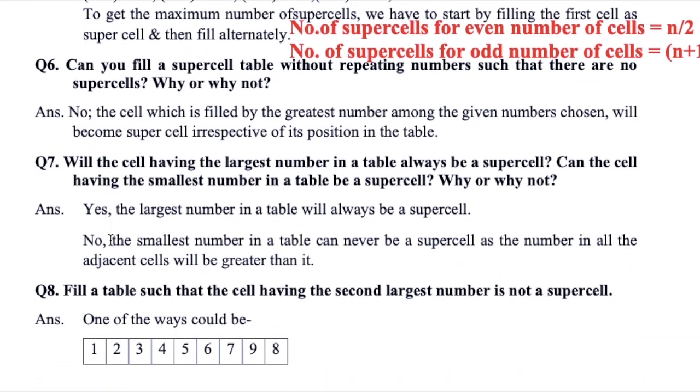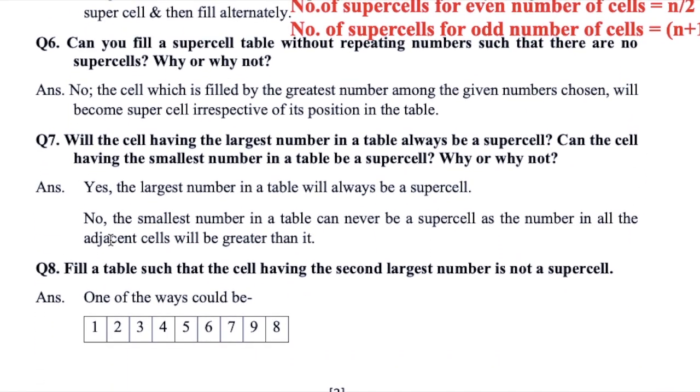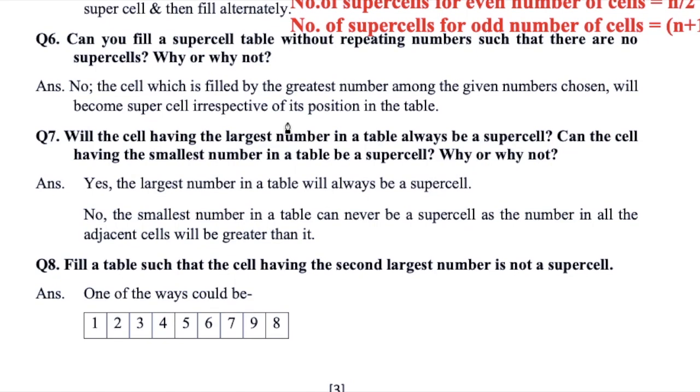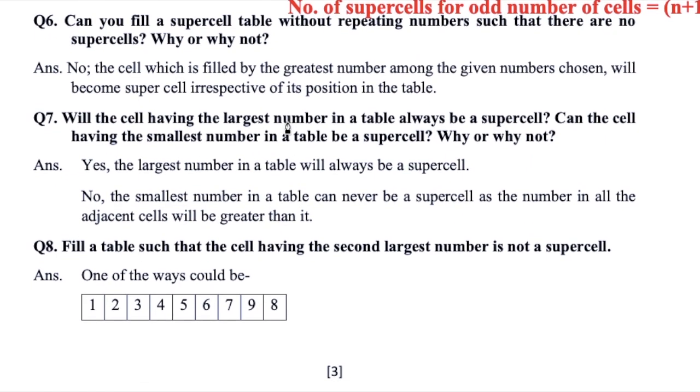Question number 6. Can you fill a supercell table without repeating numbers such that there are no supercells? How can it be possible? The largest number will automatically be the supercell. So the cell which is filled by the greatest number among the chosen numbers will become the supercell automatically, irrespective of its position in the table. So this is not possible. You can write this answer or think of your own idea.